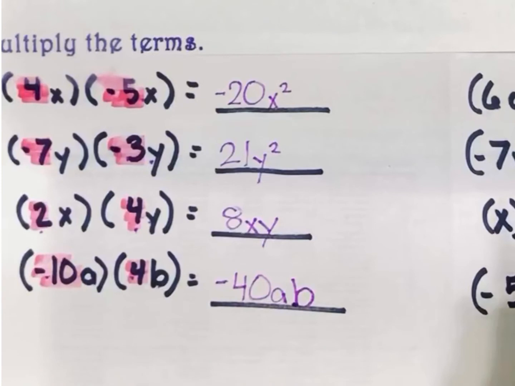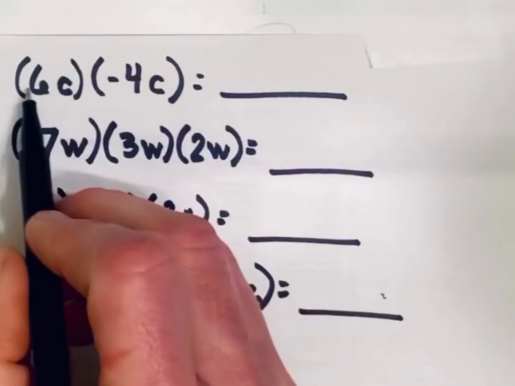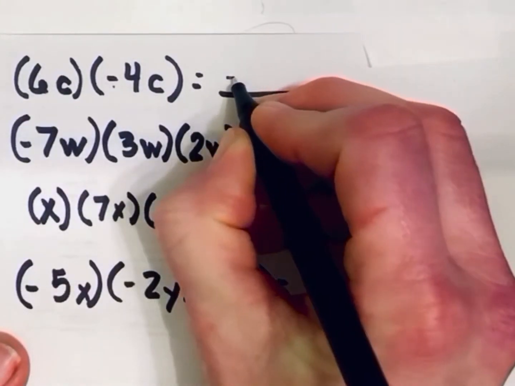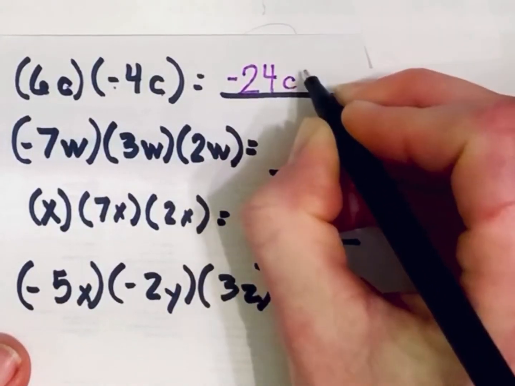On to the next column. Notice no more highlighting. I think you get the idea. Let's start with 6 times -4, -24. And we have c times c, which is c squared.